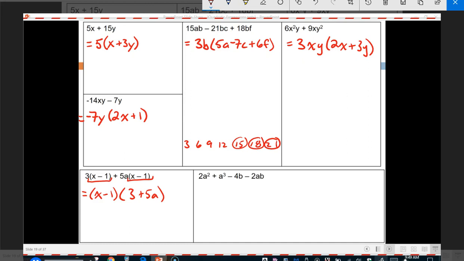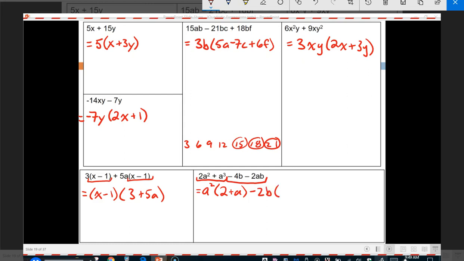So what we're going to do, guys, is break it into 2 bits. So what can I factor out of 2a squared plus a cubed? Well, there's no common number, but there's a common letter, a squared. So a squared times what gives me 2a squared? Well, that's 2. a squared times what gives me a cubed? Well, that's positive a. Now let's look at the second one. Negative 4b and negative 2ab. There is a common number, negative 2, and a common letter, b.